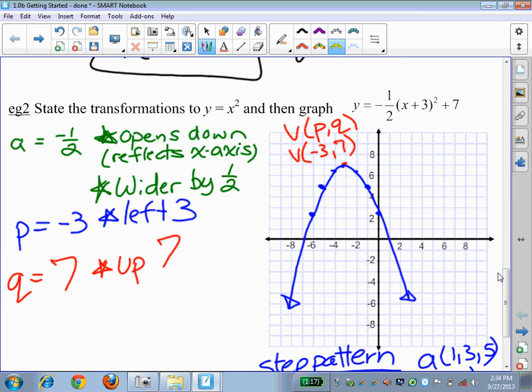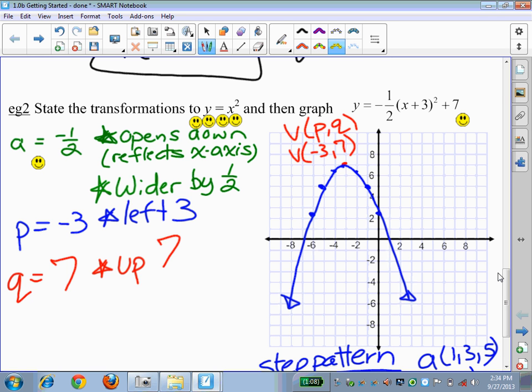Let's take a look at some transformations. So we always take transformations based on our basic parabola, which is y equals x squared, and we compare it to the new expression here, which is y equals negative 1/2 (x plus 3) squared plus 7. Again, we look here and we say, hey, what's our A factor? So in this case, A is negative 1/2.